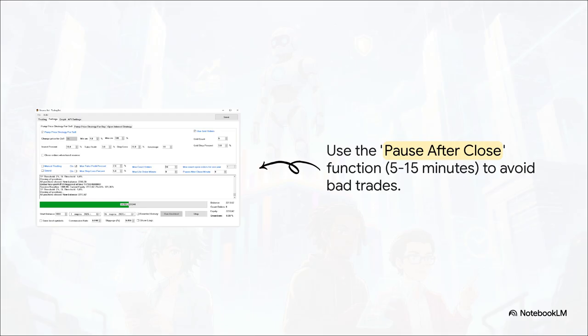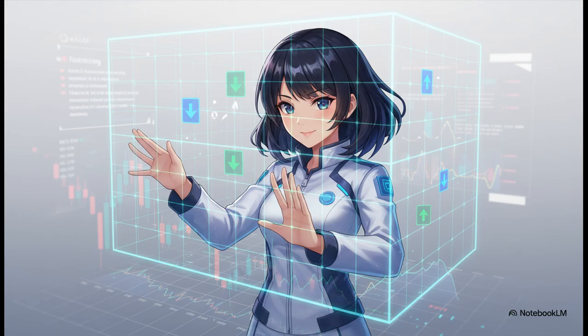It's called pause after close. Think about it. After a trade closes for a profit, the price often bounces or corrects a little, right? Well, this pause stops the bot from getting faked out and jumping right back into a bad trade on that little correction. Setting it for, say, 5 to 15 minutes just lets the dust settle. Super smart.